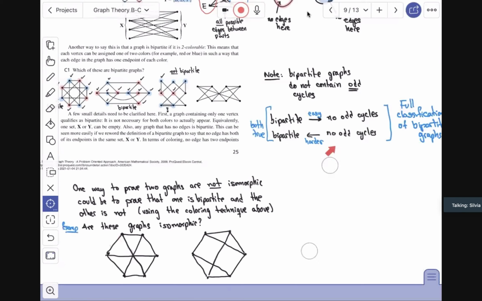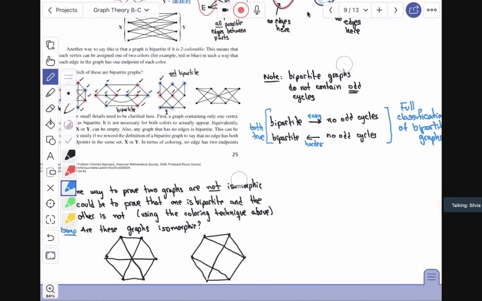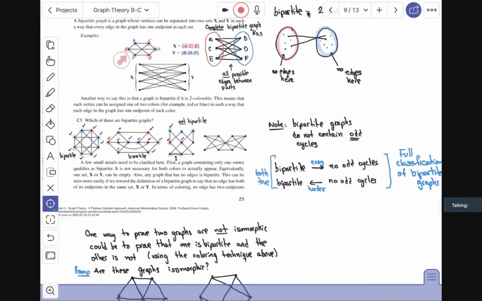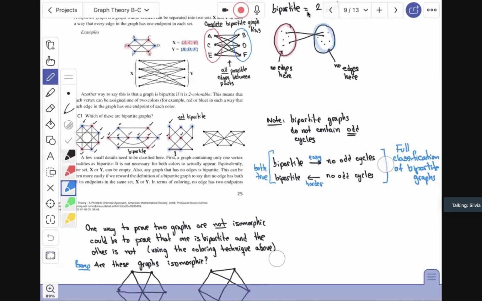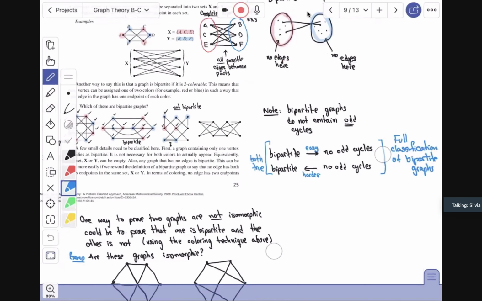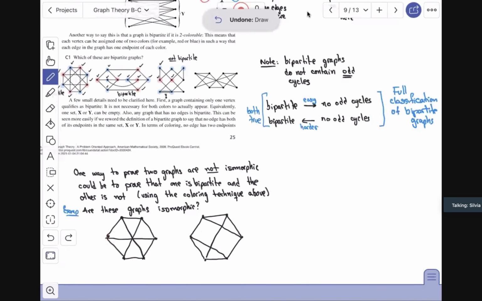So maybe I'll try this. Let's see. We already saw, in fact, right here at the very beginning, that this graph is bipartite. But I'll just do it very quickly again so that I do it with both. So I'll start with a red vertex, right? And then every neighbor of it needs to be blue.